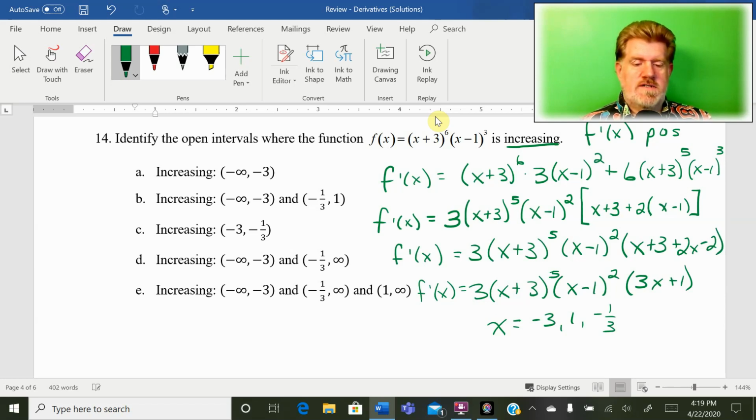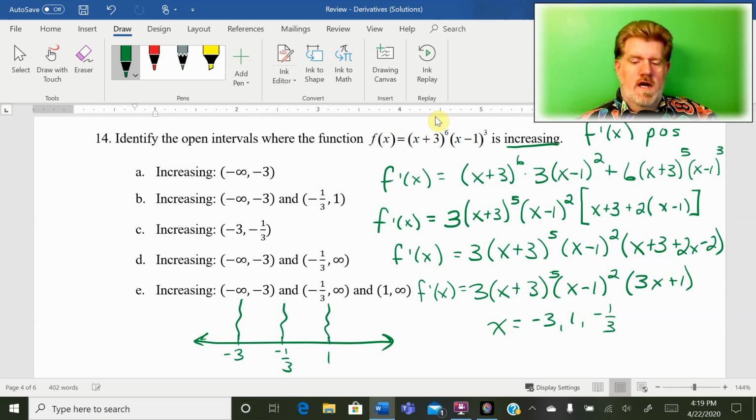All right, let's determine where it is increasing. -3, -1/3, and 1. Not to scale, but doesn't need to be. All right, we're going to check the derivative again. So we're going to check values here. Now it's easy to figure that out. We got three things. Well, we got four. 3 is always positive. We're checking about their signs.